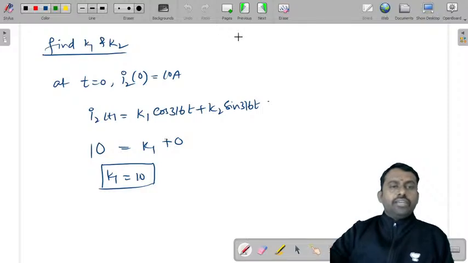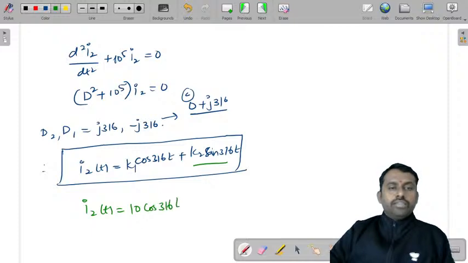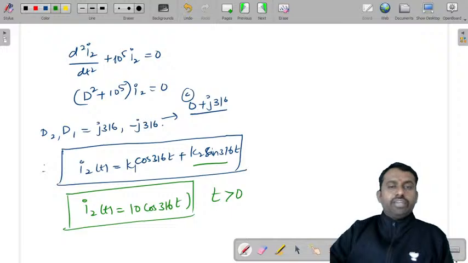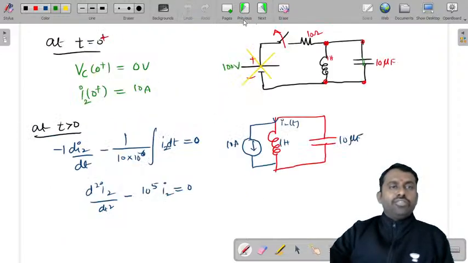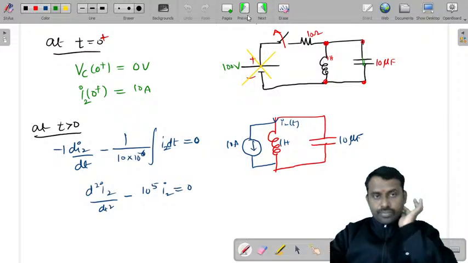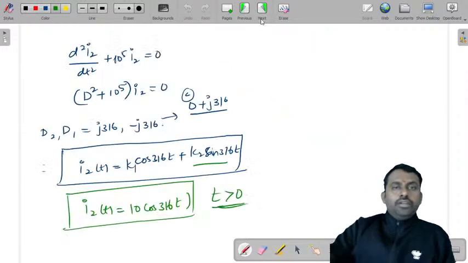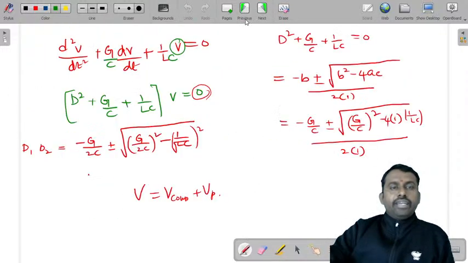Now once you get K1 is 10 and K2 is 0, substitute back. K2 is 0, so I2 of t is equal to K1, which is 10, so it is 10 cos 316t. So this is the expression for I2 of t for t greater than 0. This is how you will determine I1 of t and I2 of t.